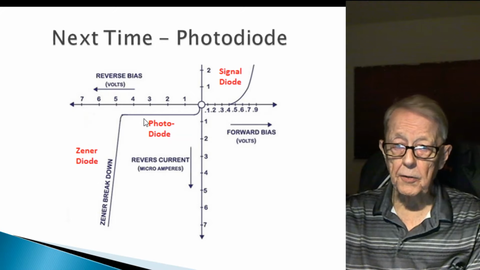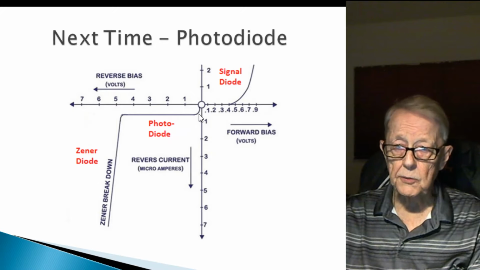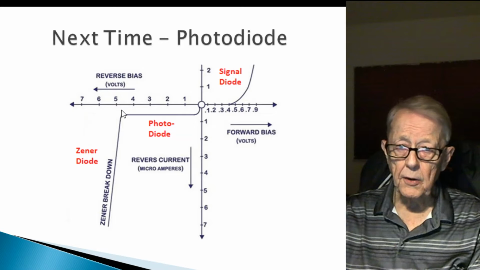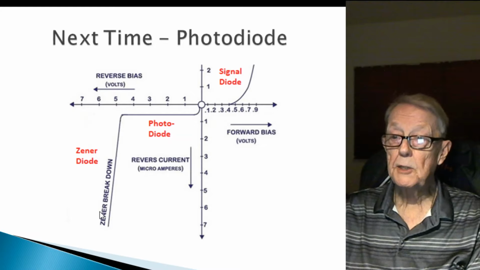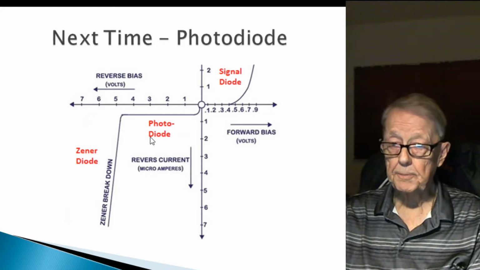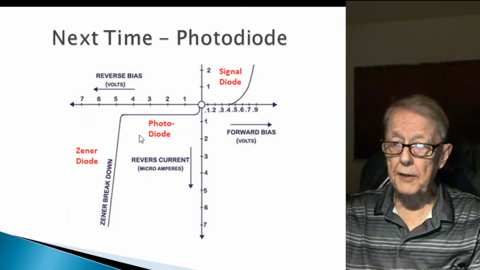This is an area of the photodiode. I'm having trouble with this one, so we'll see what happens in the next video. But really, this action is almost opposite to this action. Here you have a large voltage increase with a small current. Here you have a small voltage increase with a large current. It's actually behaving quite differently. So we'll cover that next time when I cover the photodiode.